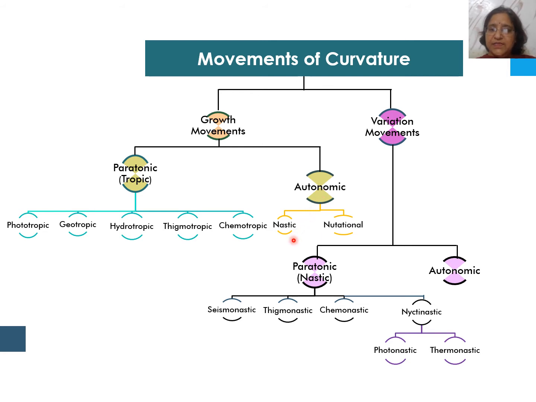Autonomic movements are also of two types, nastic and nutational movements. We will study each and every subtopic in detail.